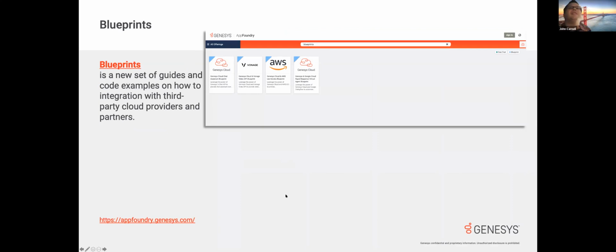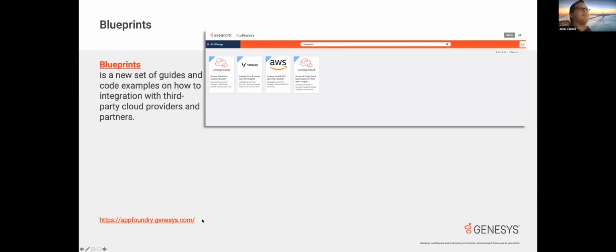The other thing to look at from an integration perspective, particularly if you're looking at doing third-party integrations outside of Genesys Cloud, is to look at our blueprints. Our blueprints is something new, and it's something we're pretty excited about. It's in-depth guides and code examples of how to integrate with third-party cloud providers and partners. We're building up this library of basically code and articles that talk to you about, well, hey, I want to integrate Lex into my application, and I want to do it with Genesys Cloud. How can I do it with the least amount of effort? And that's what these blueprints are really there for.